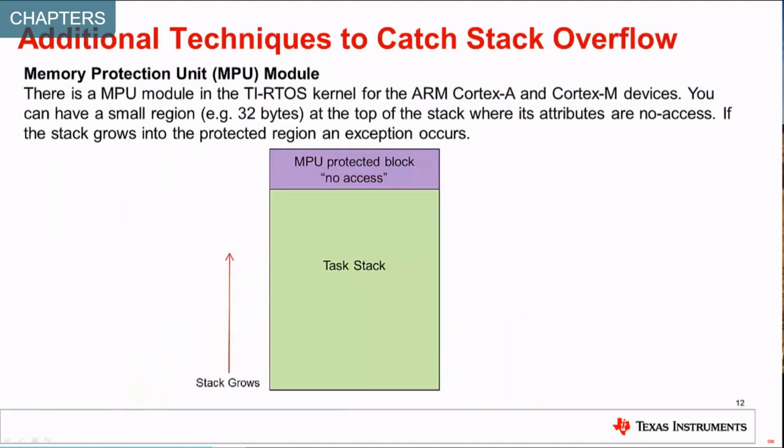Another cute technique to catch stack overflow is to use the Memory Protection Unit module in RTOS, also called MPU. It is available for both Cortex-A and Cortex-M devices. Via the MPU module, a developer can configure a small no-access block at the top of a stack. Then if the stack is blown, an exception will occur.